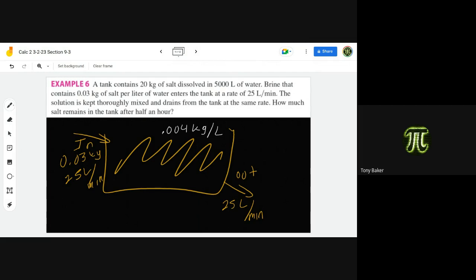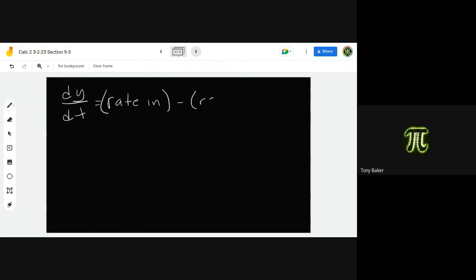All right, so we have our dy/dt, our change over time, is my rate in minus my rate out. That's going to tell me how much more salt's in the tank. So how much salt's coming in versus how much salt's coming out.